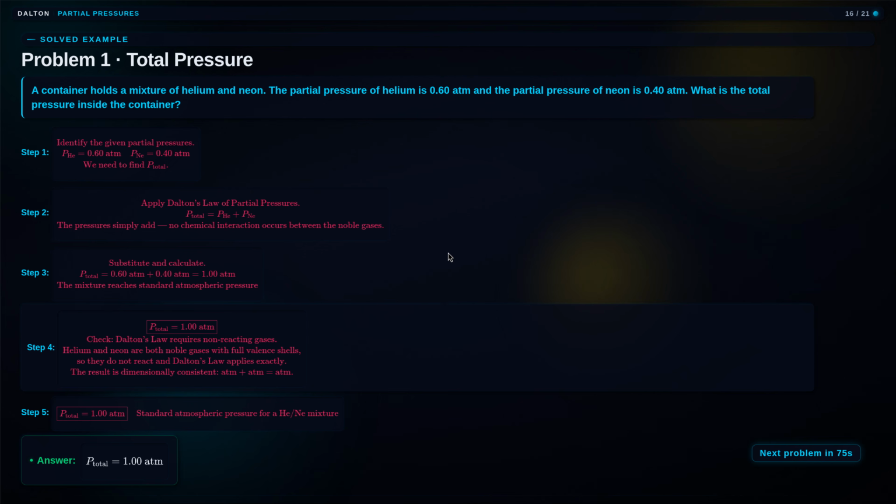Step 3. Substitute and calculate. P total equals 0.60 plus 0.40, which equals 1.00 atmospheres. The mixture reaches standard atmospheric pressure. The check. Dalton's law requires non-reacting gases. Helium and neon are both noble gases with full valence shells, so they do not react, and Dalton's law applies exactly. The final answer is 1.00 atmosphere of total pressure.